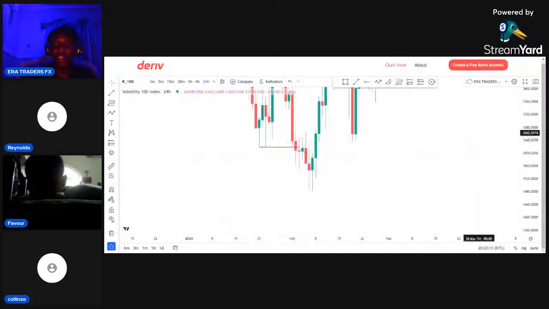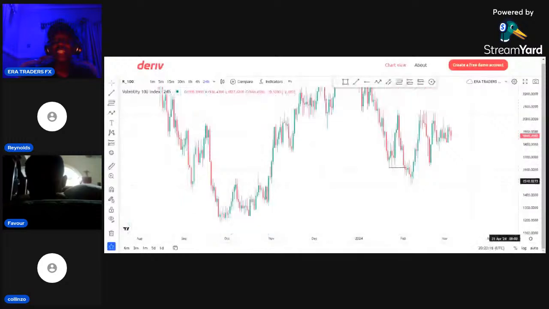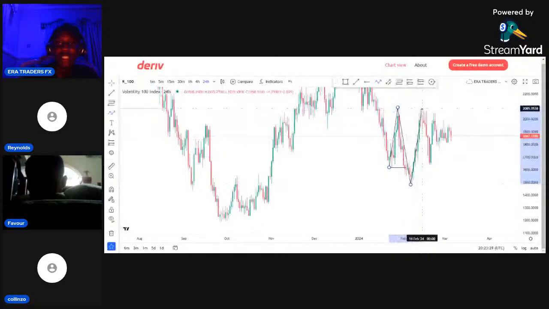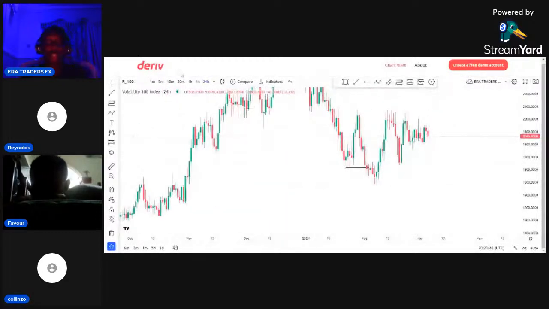So I'm saying we use candle bodies for break of structure, and we use candle wicks for structure. Like you see what I did when I was marking the structure, I was using the top of the wick of the candle. You guys can see my screen? Yes, sir. So take note, we are using wicks for structure, and we're using candle body close for break of structure.